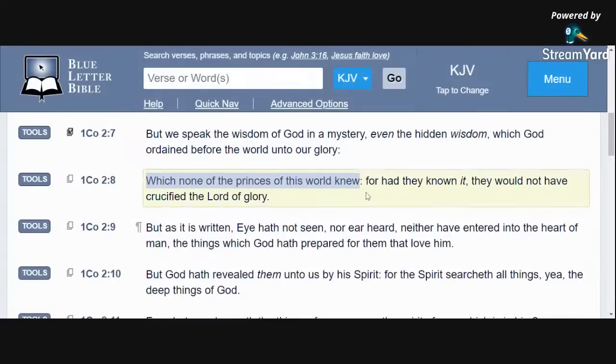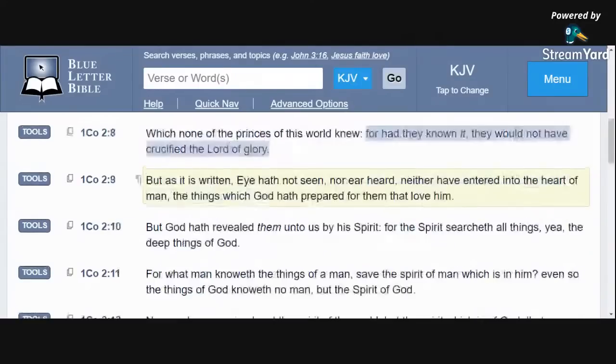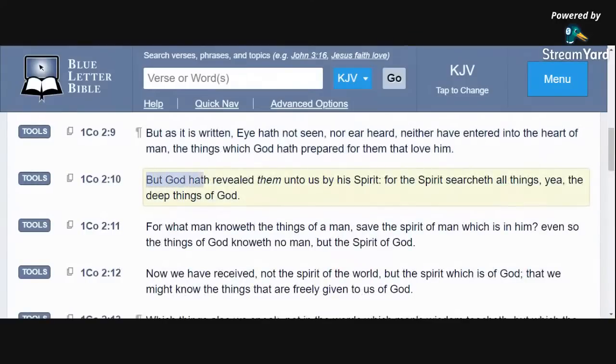For had they known it, they would not have crucified the Lord of glory. But as it is written, I have not seen, nor ear heard, neither have entered into the heart of man, the things which the Most High have prepared for them that love him. But the Most High have revealed them unto us by his Spirit. For the Spirit searches all things, yea, the deep things of the Most High. And only Jacob has that Spirit.